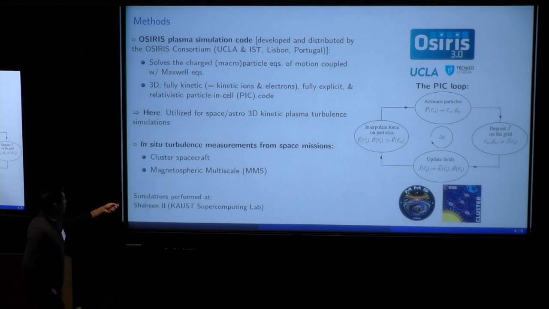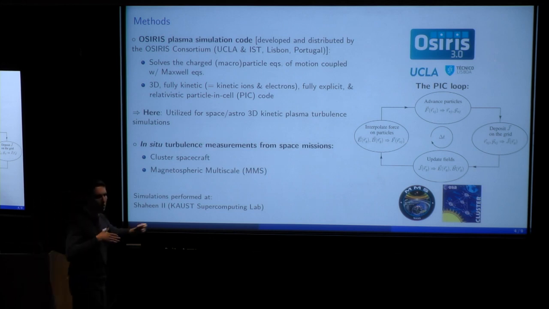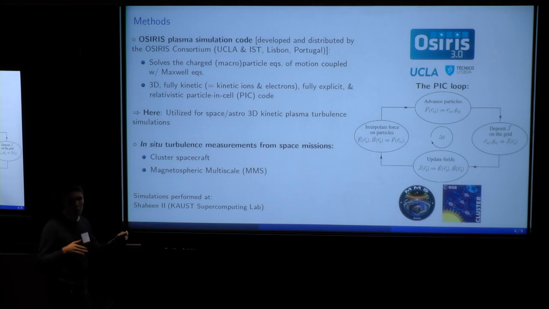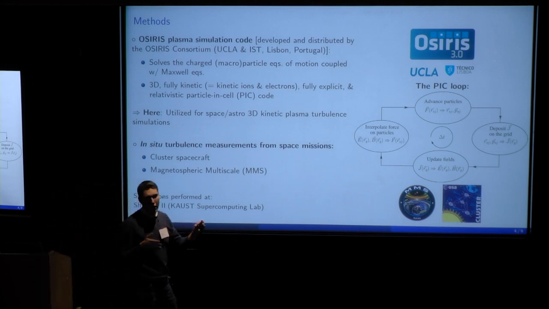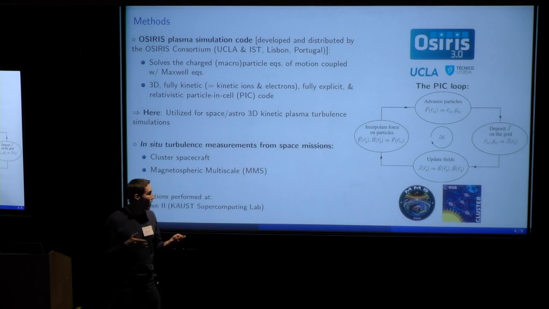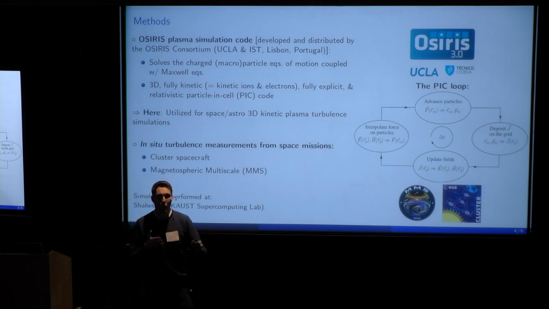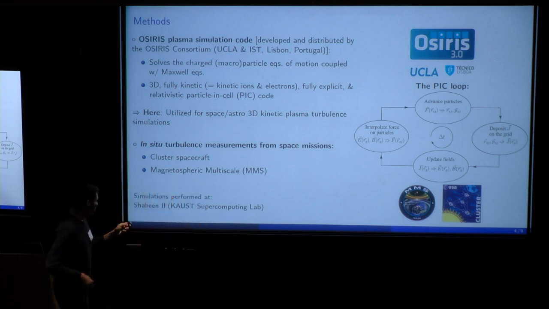In addition to that, I'm also going to be using data from spacecraft, in particular from the so-called Cluster and MMS missions. From Cluster, we use data from the free-streaming solar wind, whereas from MMS, it's actually from the Earth's magnetosheath, which is not that clean a type of turbulence. However, MMS has much better instruments on board, so you can measure certain things that you cannot measure with Cluster, for instance.